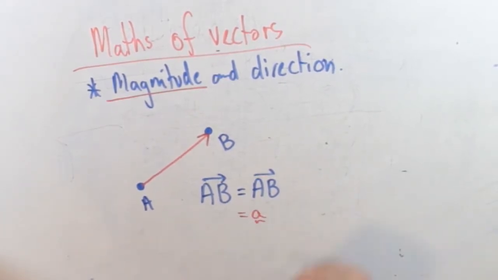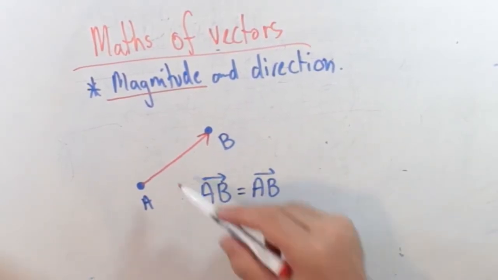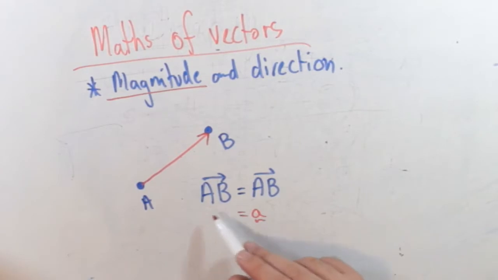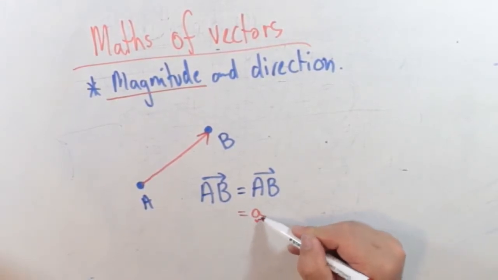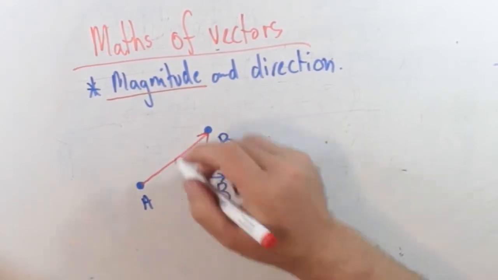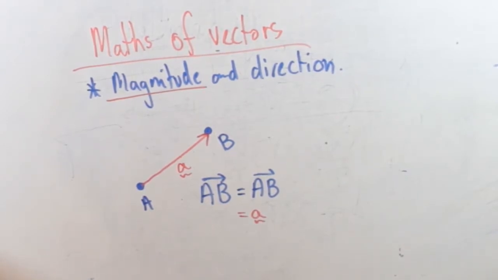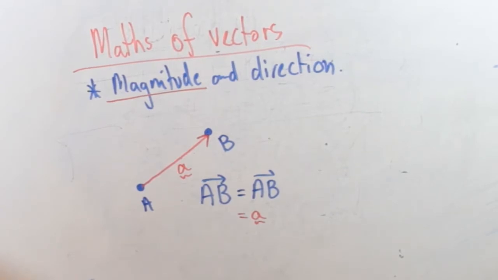Or we can have the variable notation. So we can just call it a letter, any letter we like. Let's call this a, because it's a bit long to write A, B all the time. And then to indicate that it's a vector, I put what we call a tilde underneath, a little squiggly line. So we've got two notations: this variable notation and this position notation, A to B. We've got this vector here.